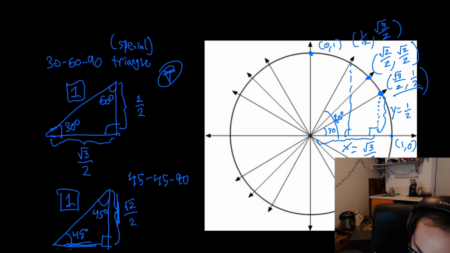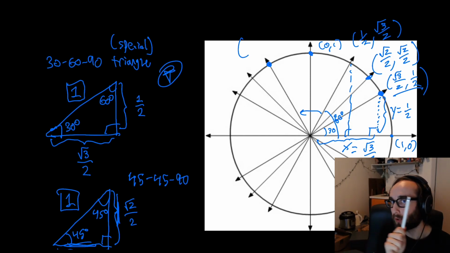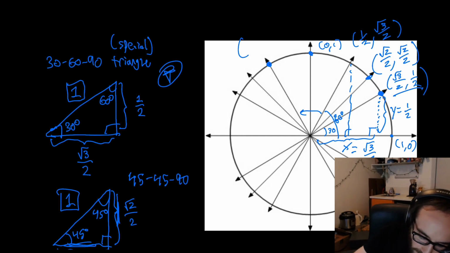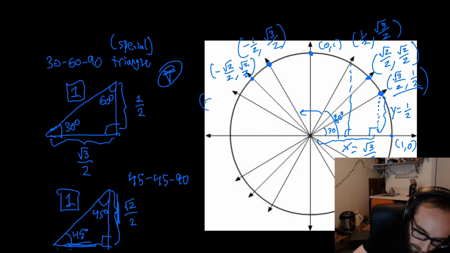So if we were looking at 120 degrees, what's happening here is we have a special point that's been reflected across the y-axis. So here the x value is negative 1/2, and the y value remains the same, root 3 over 2. And it's the same for all of those points. Here we have negative root 2 over 2, root 2 over 2. And then negative root 3 over 2, 1/2.